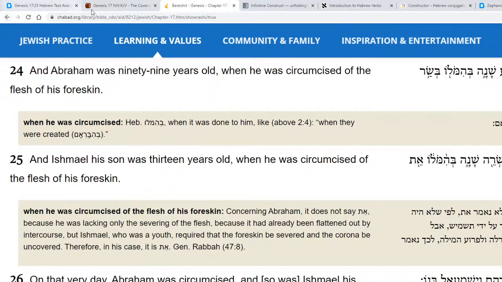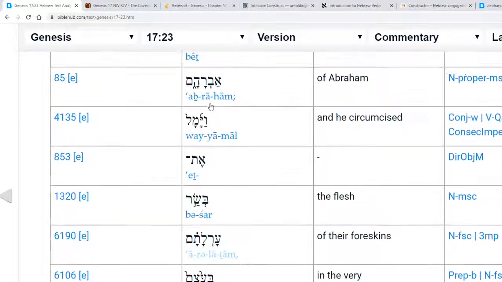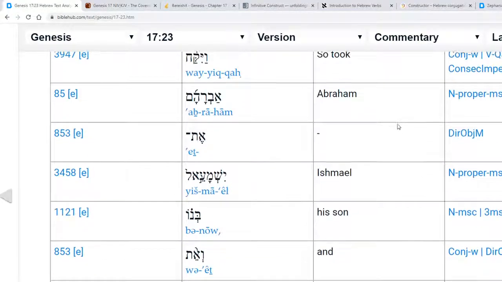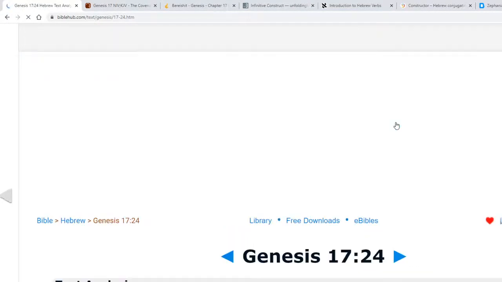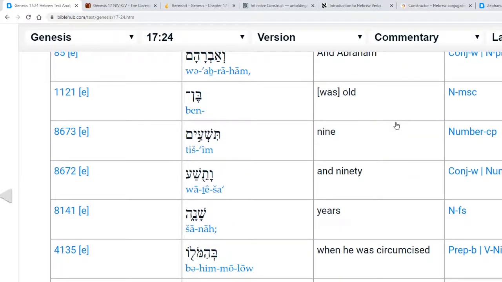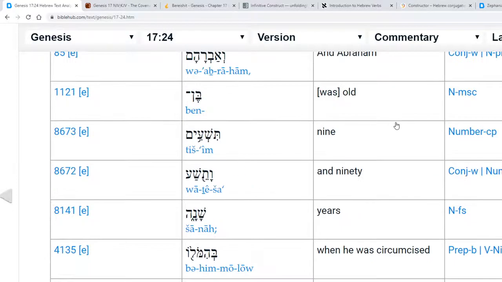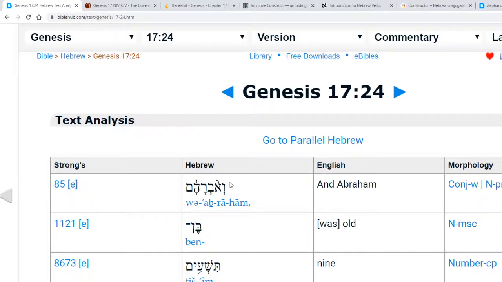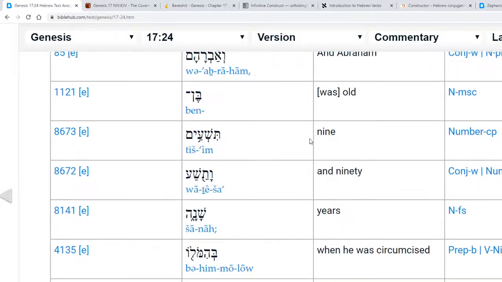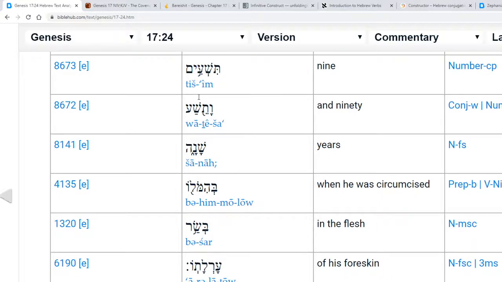Okay. And you can read the Rashis if you like. It looks like a grammatical Rashi to me. Okay. Va'Avraham ben tish'im v'tesha shana behimolo besar orlato. Conjunctive vav, Abraham is his name. Ben is son, but like we said, we're talking about his age. Tish'im, 90, v'tesha, and 9, shana, year.